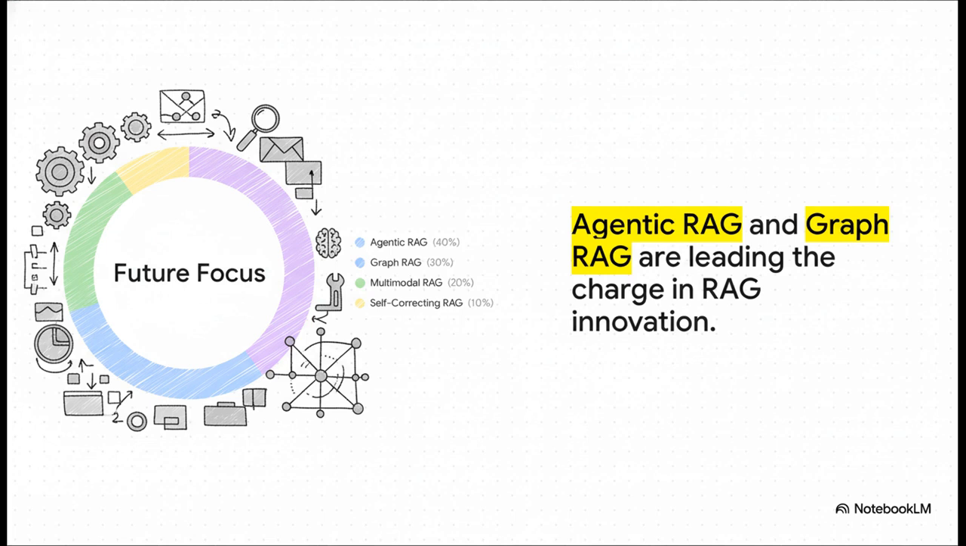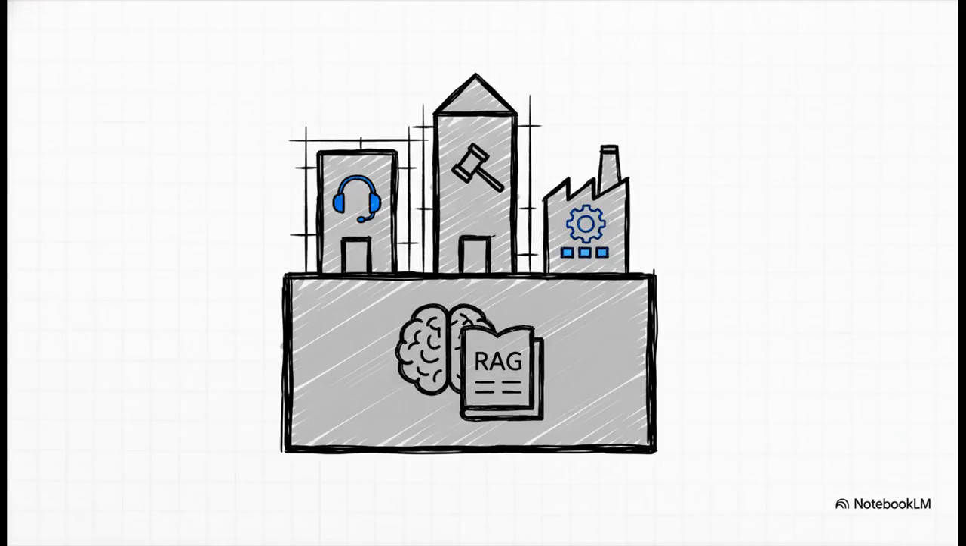Agentic RAG, which lets the system reason and use tools, and Graph RAG, which understands the deep relationships in data, they're the ones leading the charge. And remember, this isn't some niche academic trick. This is it. RAG is the foundational architecture for nearly every serious enterprise AI application being built today, from customer support bots that actually help people to systems that can do complex legal document analysis.